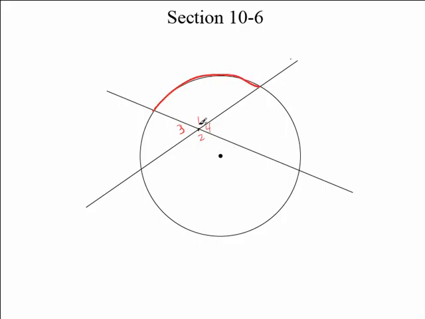Look at angle 2. Angle 2 is the same angle as angle 1, isn't it? But it cuts off an arc down here. Are those arcs necessarily equal to each other? No, they're not equal to each other. Not necessarily equal to each other.